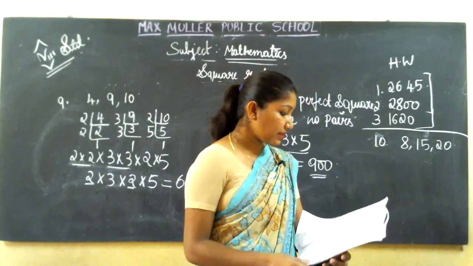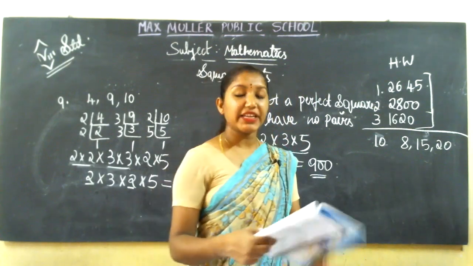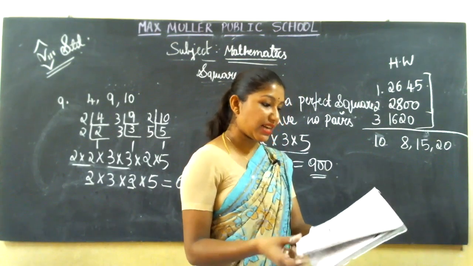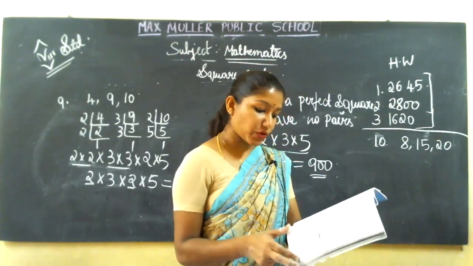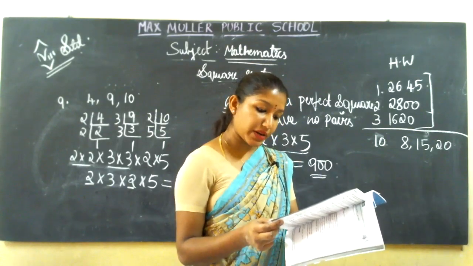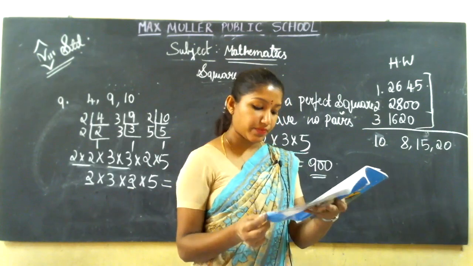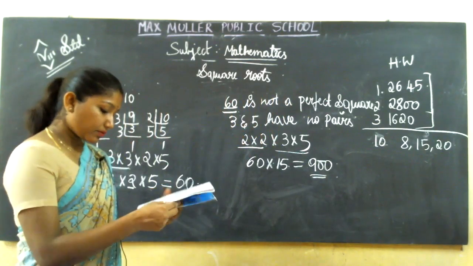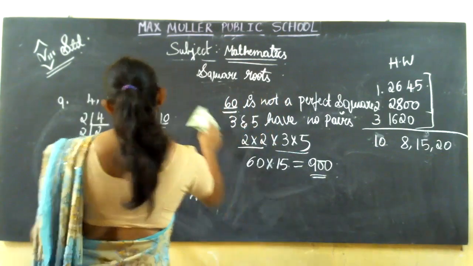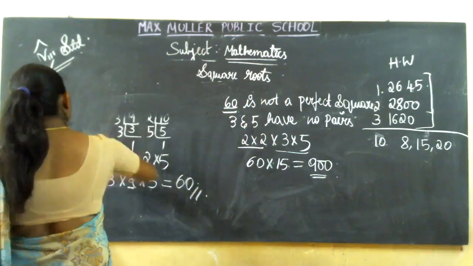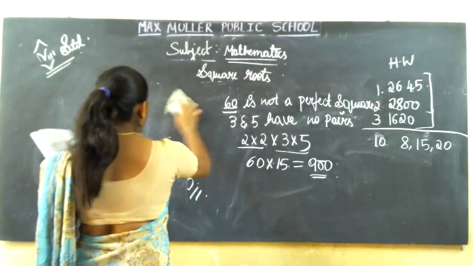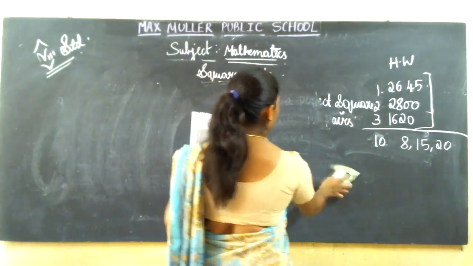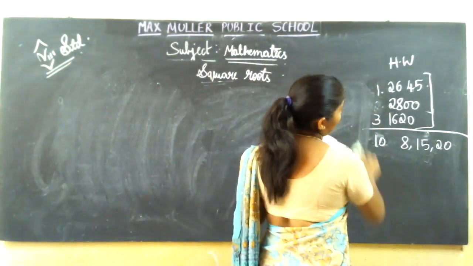In the next class, I'll be teaching you the concept, and that will be your last concept under square roots. That is, you have to find the square root by the division method. Okay, by the division method. How will you find that?